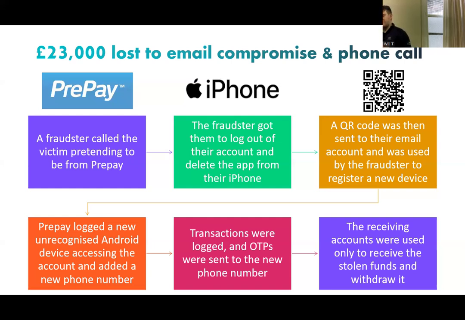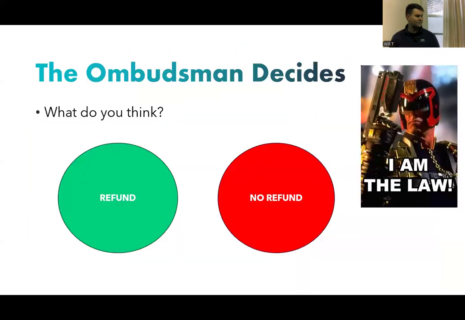And then they actually were able to figure out all the different transactions and things that the fraudster had made. That totaled about £23,000. And Prepay said, we're actually not going to refund you because it's your fault that you were phished, you were socially engineered. It wasn't the fault of our security that this happened. It was because you were tricked and you gave the fraudster access to your account.